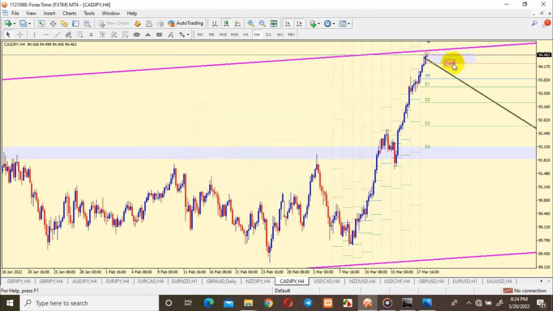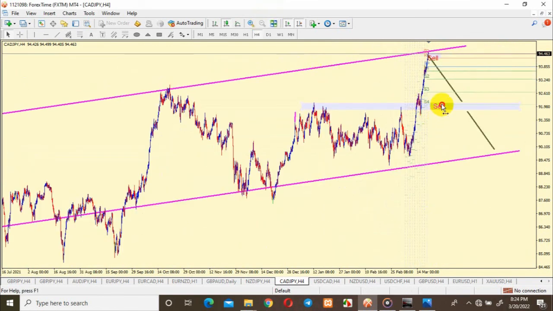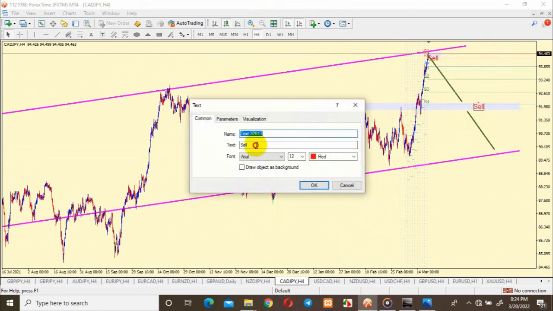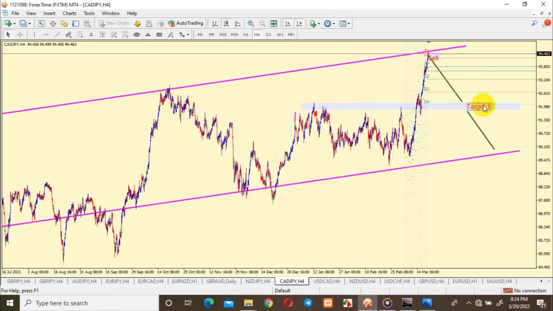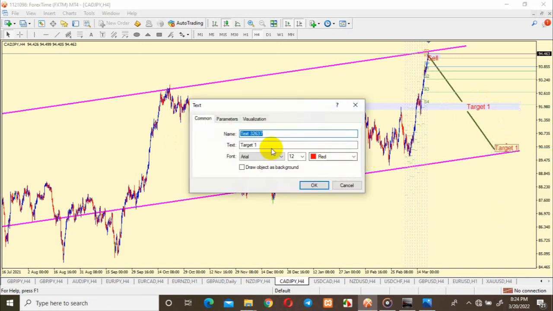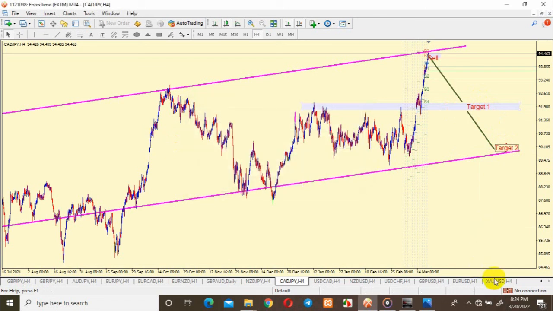I believe JPY will come down a bit. Sorry, I didn't check USD JPY. We should leave these. So expect target 1 here, then expect target 2. Like I say, I don't want to make this video too long.